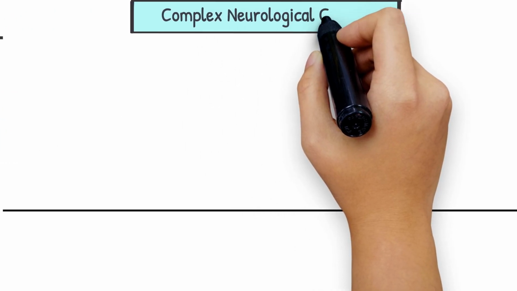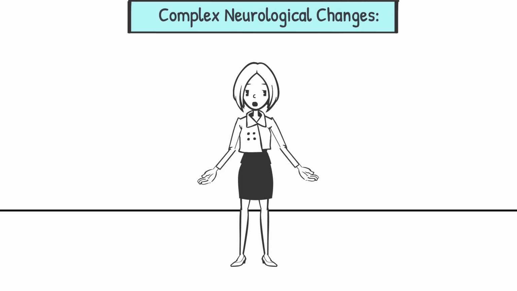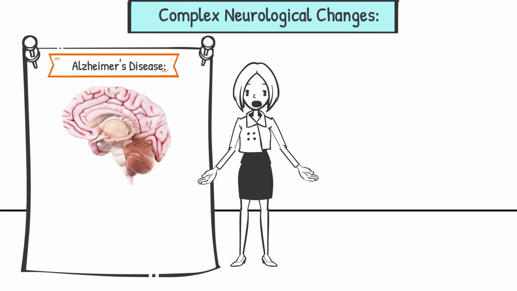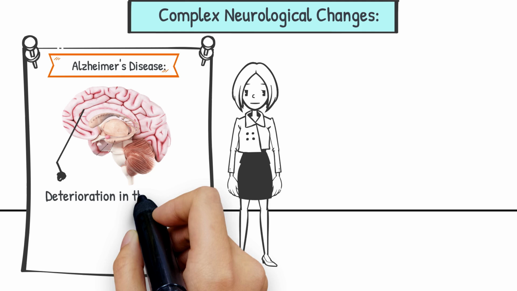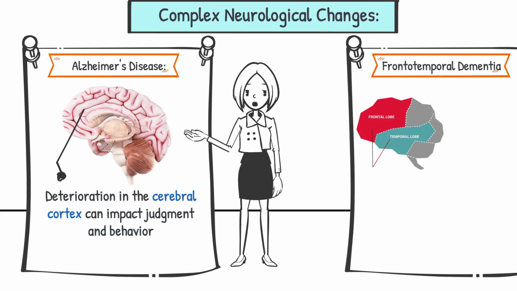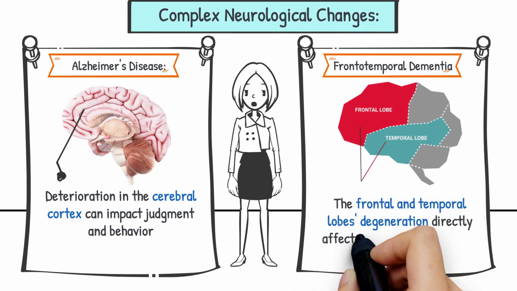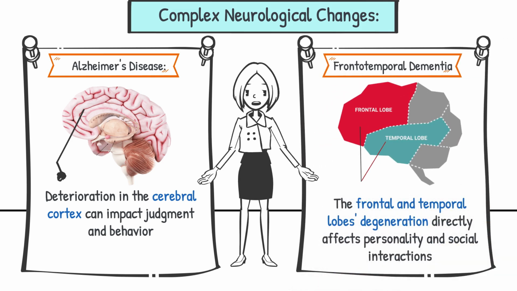Complex neurological changes. It's important to recognize that these behaviors are linked to complex neurological changes. For instance, in Alzheimer's disease, the deterioration in the cerebral cortex can impact judgment and behavior, while in frontotemporal dementia, the frontal and temporal lobes' degeneration directly affects personality and social interactions.